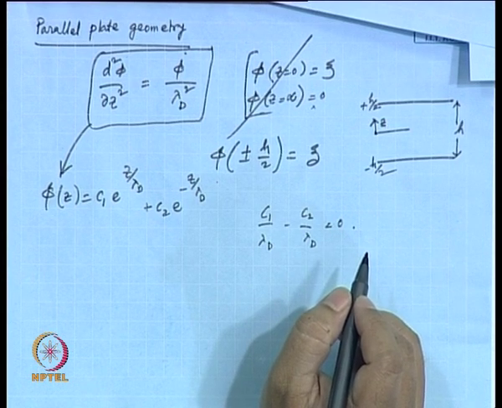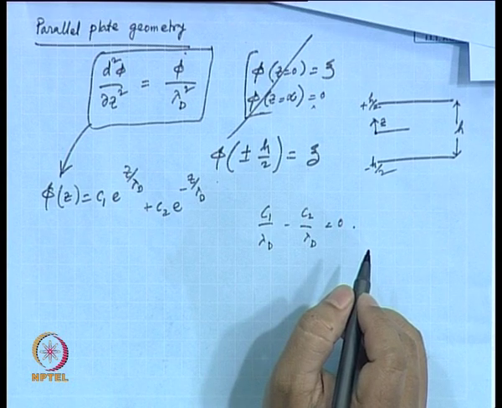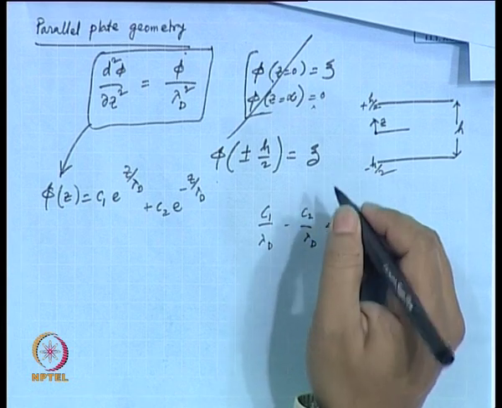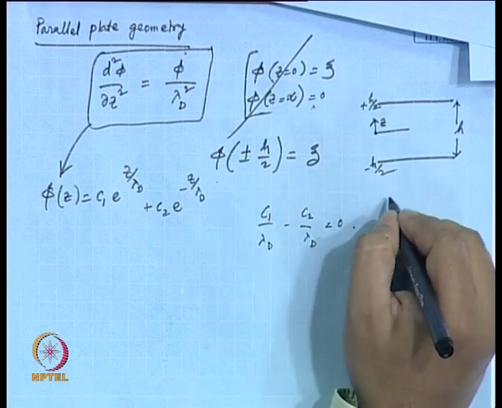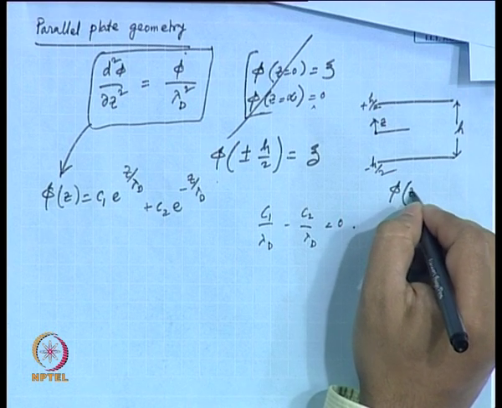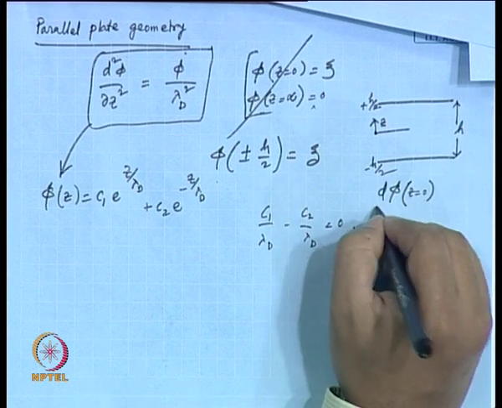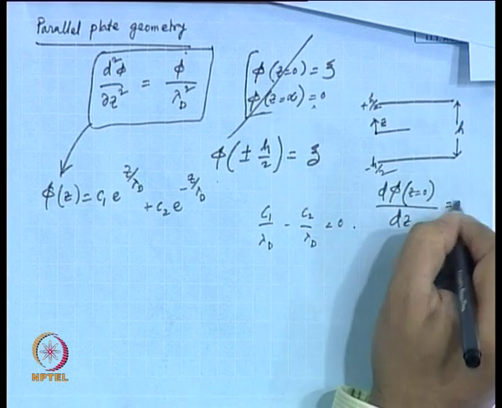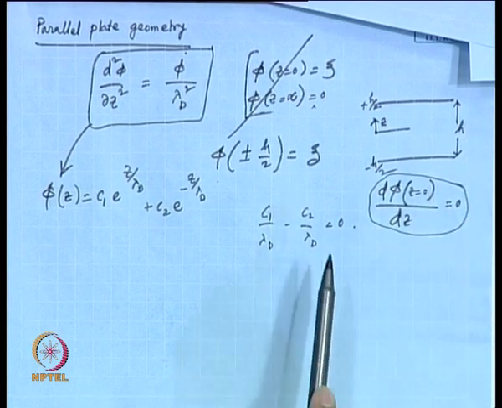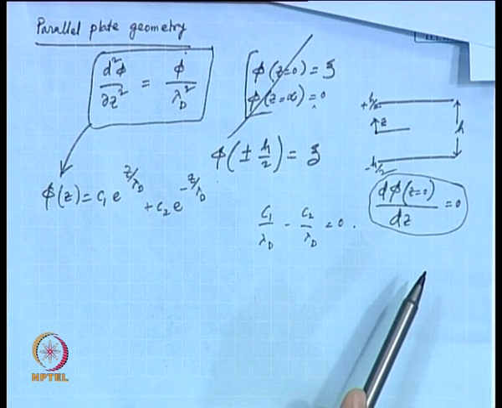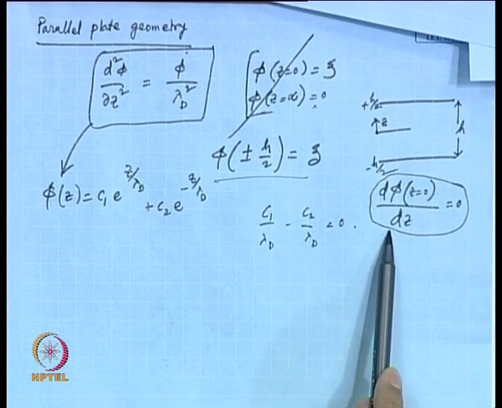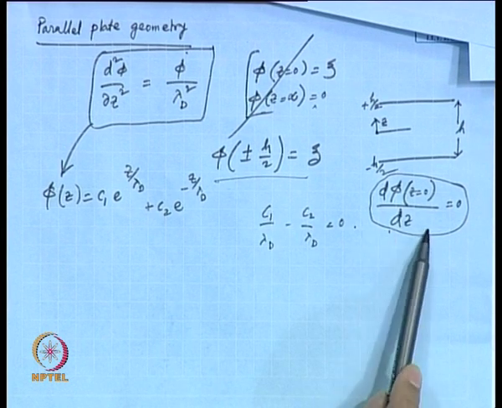Well, at z is equal to 0, there is another boundary condition. There is a symmetry at the center, which I have not mentioned. Due to symmetry at the center, d phi dz at z equal to 0 has to be equal to 0. So, this becomes another boundary condition. Phi at plus or minus h by 2 is equal to zeta, that is at the wall, and at the center there has to be a symmetry.